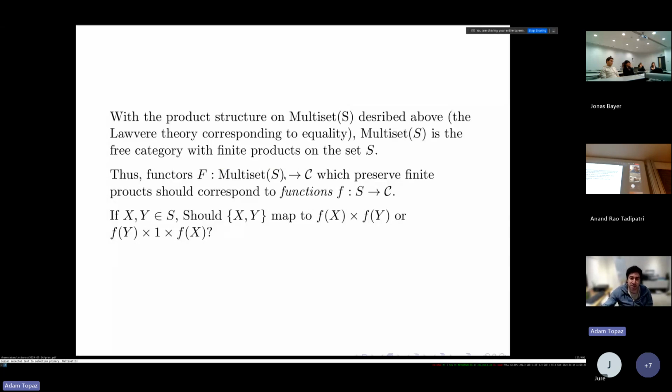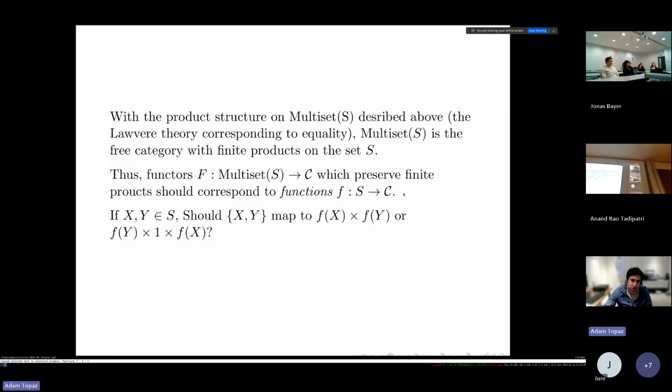If this is really supposed to be the free category with products generated by the set S, what that universal property would say is that functors from this category to C, which preserve finite products, should correspond to just plain old functions from the set of sorts to C. Now, indeed it does, but there's a small issue, especially if you're going to formalize this definition.